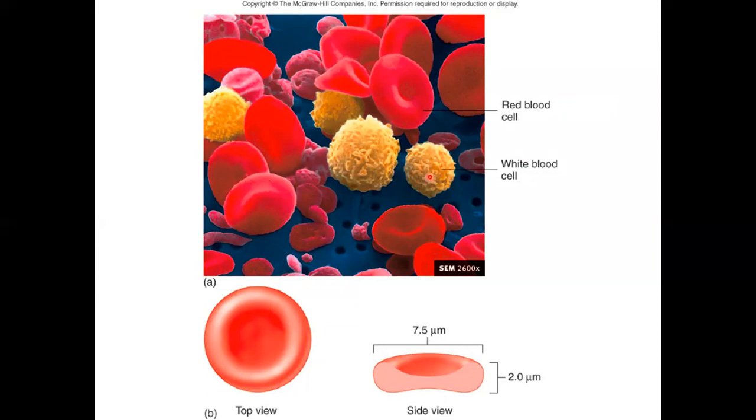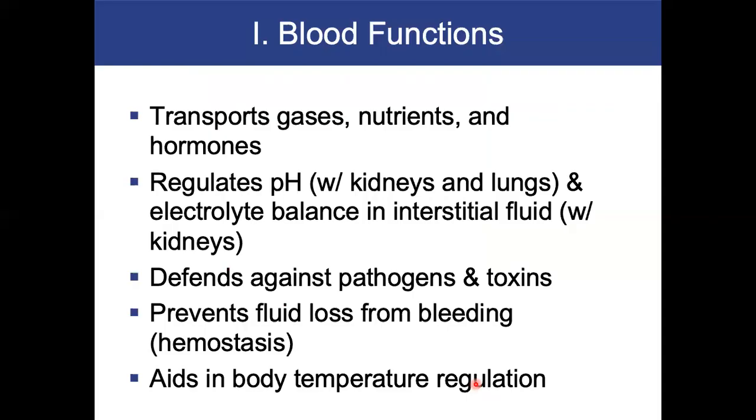These are white blood cells. Some of them are about the same size as a red blood cell, and some of them are way bigger. What are these little raisin-looking guys? Good, they're platelets, okay? Take a look at a red blood cell. 7.5 micrometers in length and then 2 micrometers deep, right? Pretty small, huh?